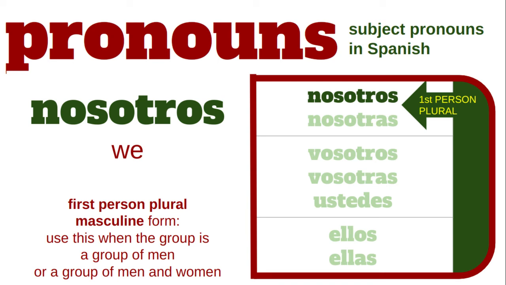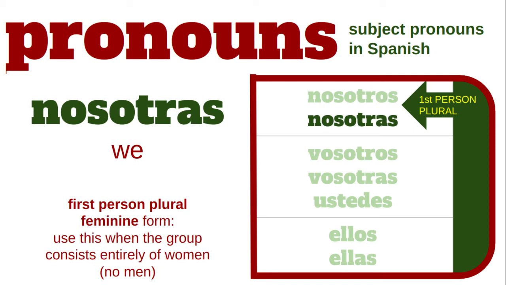On the other side of the chart, we have the plural forms, the first of which is nosotros, which means we. This is the first person plural masculine form. So we use this when the group is a group of men or a group of men and women, and it includes us. We want to say we, nosotros. If the group is all girls, we change it to nosotras, which is the first person plural feminine form that you use when you're part of a group that consists entirely of women.